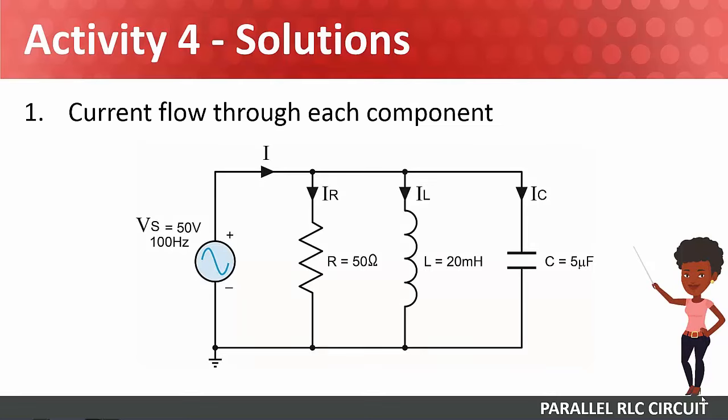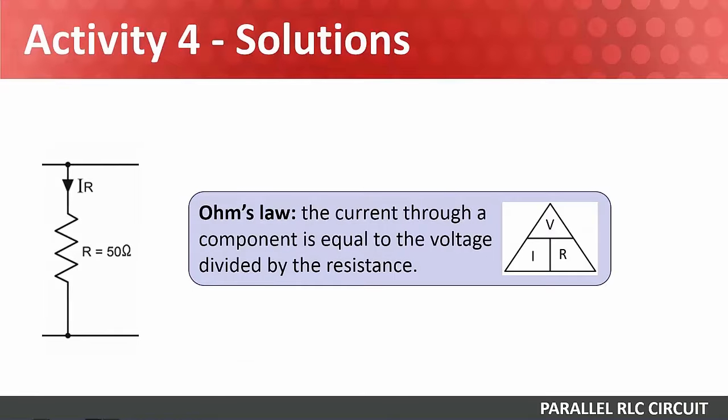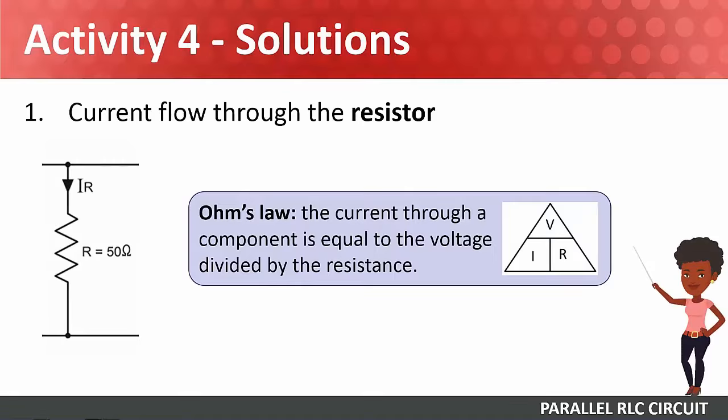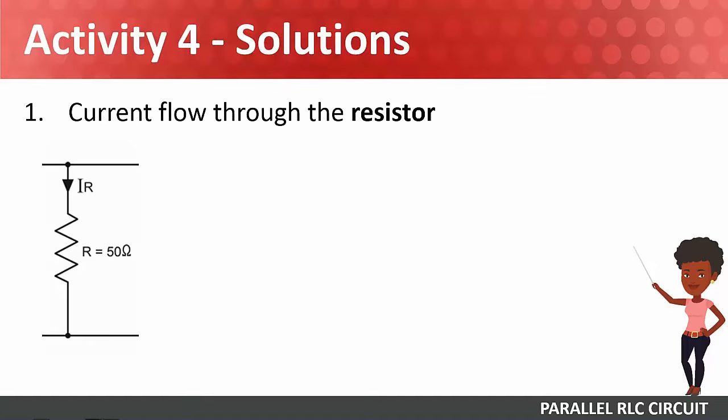Now that we know these values, we can answer our first question, which was to calculate the current flow through each component. Let's remind ourselves of what the circuit diagram looks like. How do we calculate the current flowing through the resistor? We use Ohm's law. The current through a component is equal to the voltage divided by the resistance. So, IR is equal to V over R, which is equal to 50 volts over 50 ohms, which of course is equal to 1 amp. Therefore, the current flowing through the resistor is 1 amp.